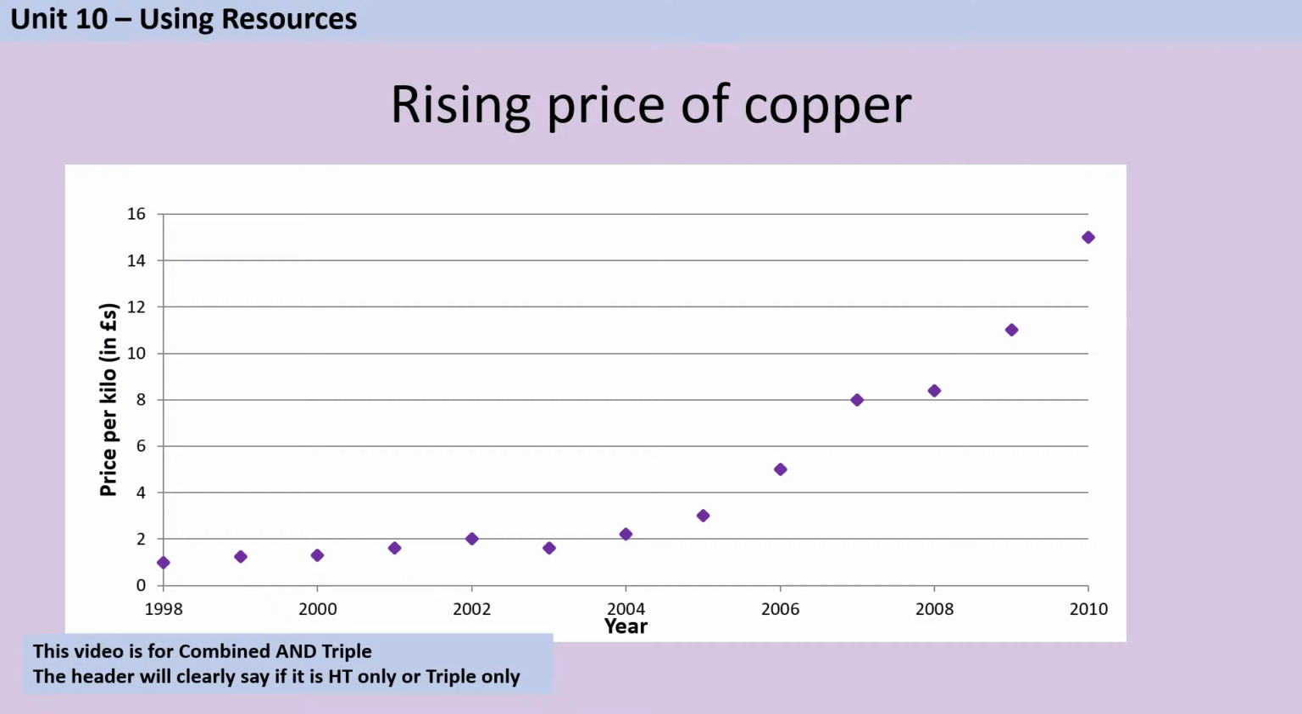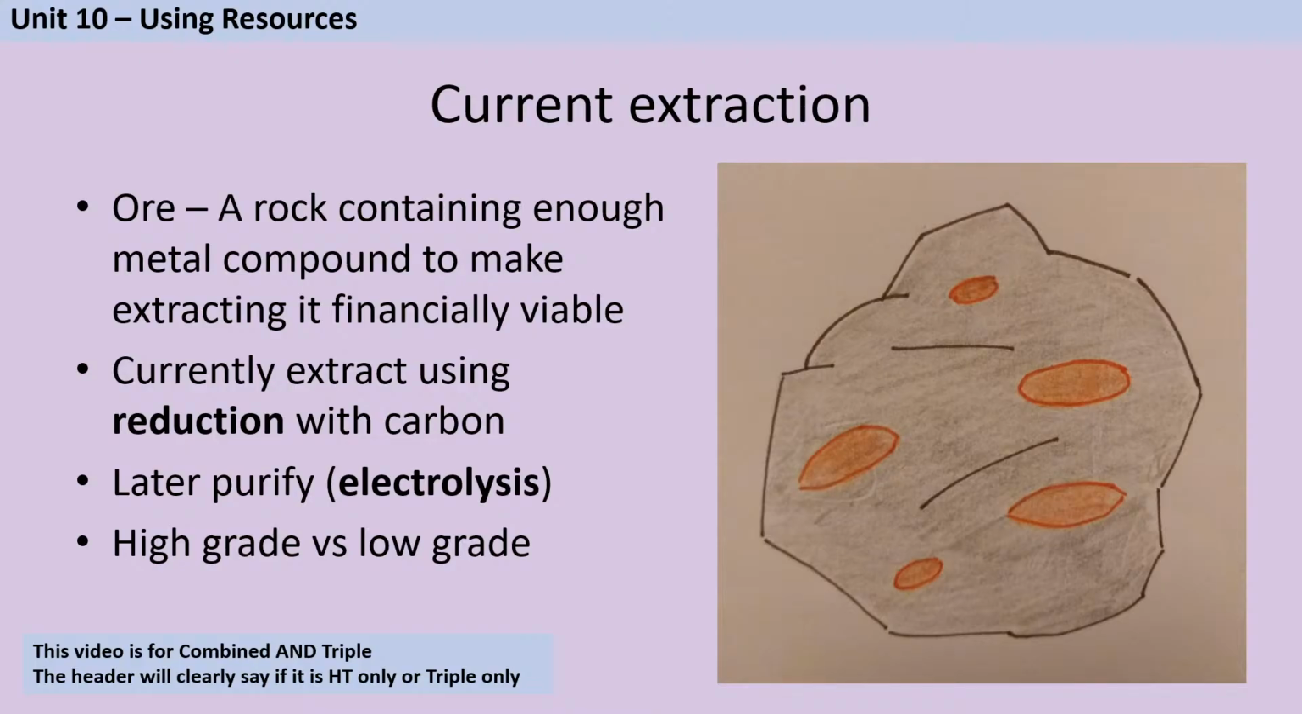Okay, so then we get on to metal extraction. Just as context for this is how the price of copper has changed over the last few years, or at least this was new and relevant information when I started teaching. It's a bit out of date now, but you can see there that the price of copper has dramatically increased over the years, and the reason for that is that it's becoming more scarce.